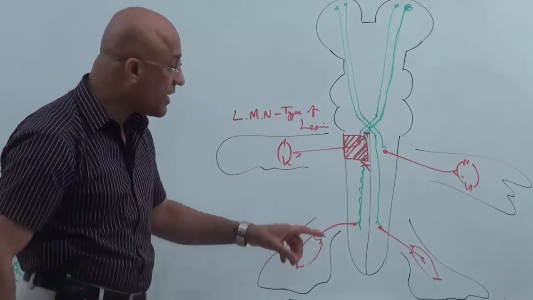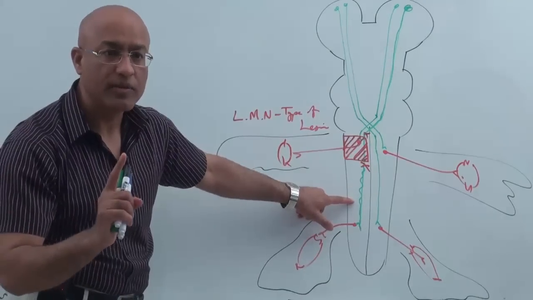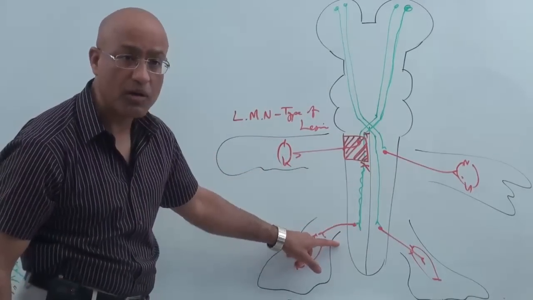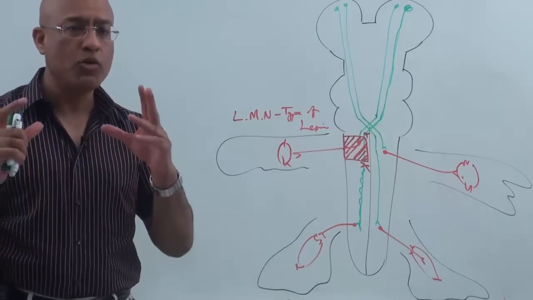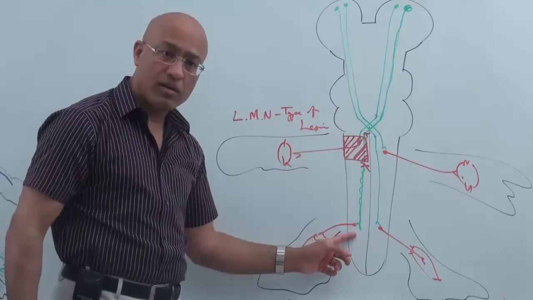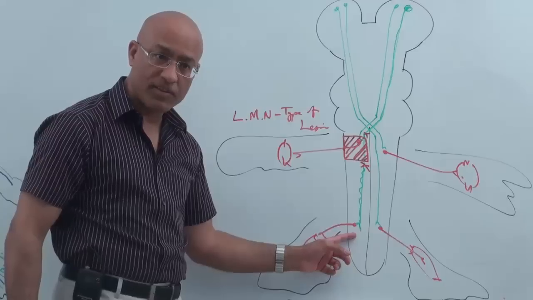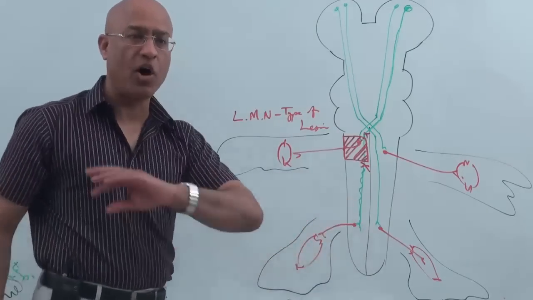So what is the real motor problem below the level of lesion? The real problem is not the loss of lower motor neuron. Lower motor neurons are there. The real loss is the loss of influence of upper motor neuron on the lower motor neuron. Is that right? And now lower motor neurons behave abnormally.